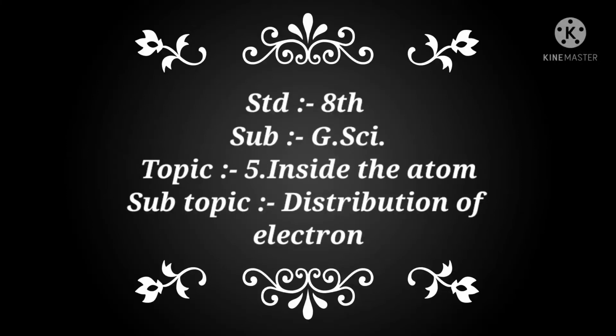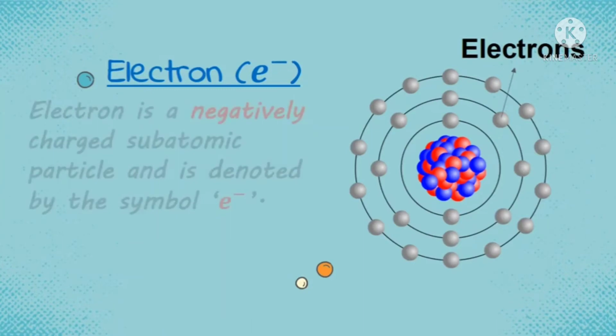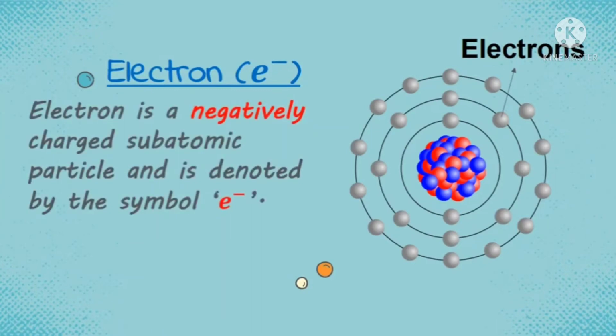Good morning, class. In our previous lecture, we started with chapter number 5, Inside the Atom. Today also we are going to continue with the same topic with the subtopic distribution of electrons. As we have studied about the proton and neutron, these are the subatomic particles of the element. So now the next part is the electron. We can see the figure which is on your screen.